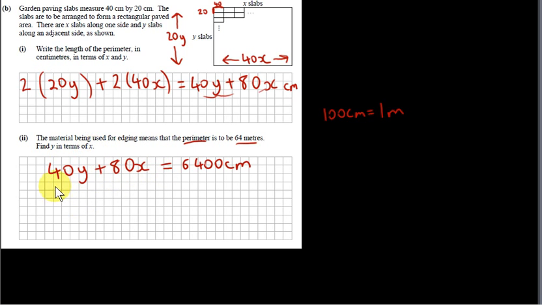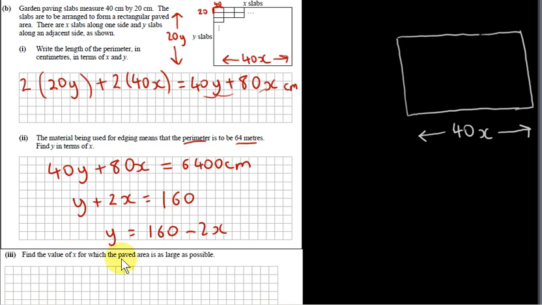Well, we could actually simplify this equation a bit by dividing everything by 4. Actually, we can divide everything by 40. So dividing 40Y by 40 gives us Y. 80 divided by 40 is 2. 6400 divided by 40 is 160. So Y equals 160 minus 2X. So now we have written Y in terms of X.